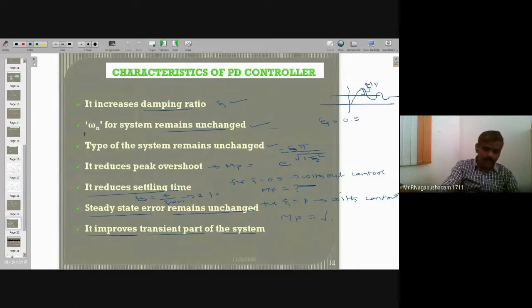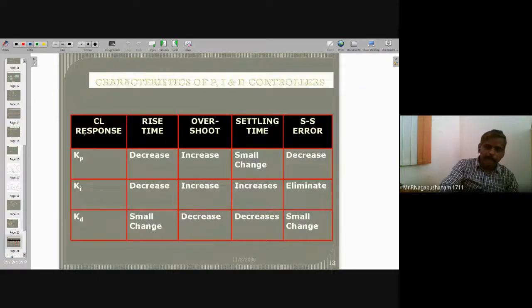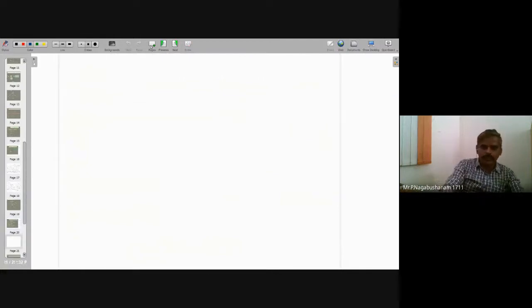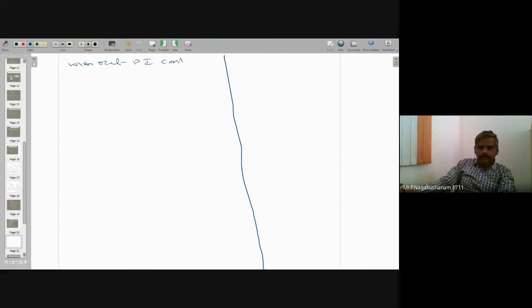In the same way, you can see the PI controller, with and without. You can bear with me, I will take extra time also. Without the PI controller, I will draw the approximate diagram because our time is running out.